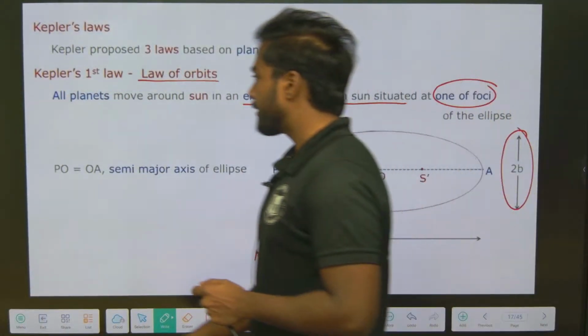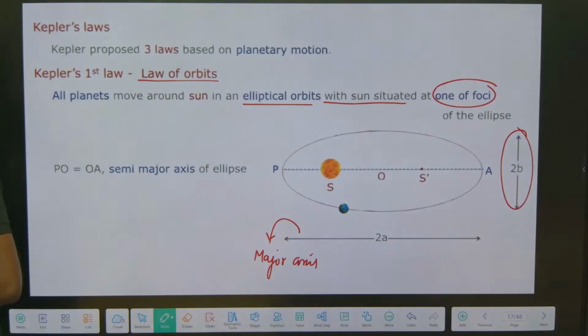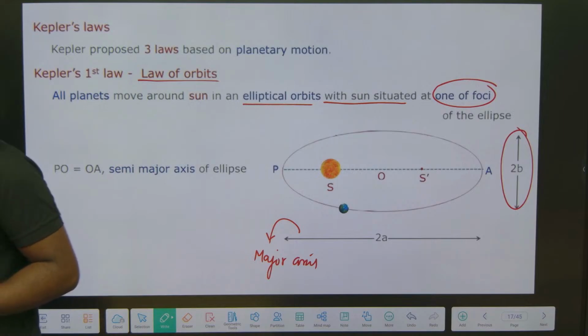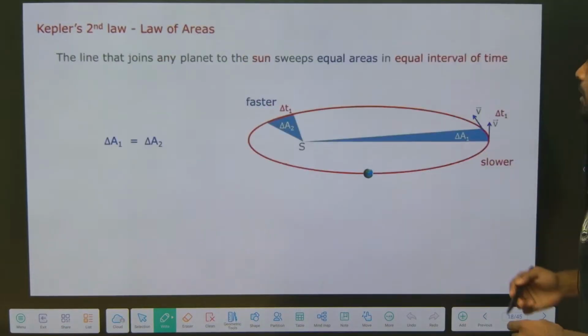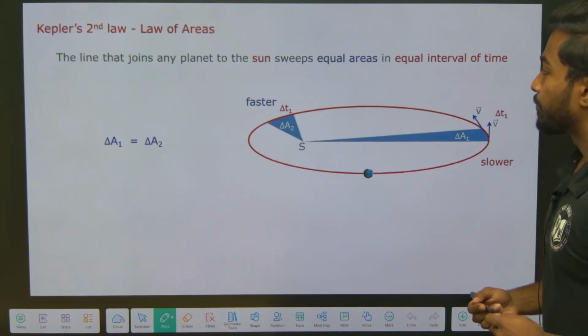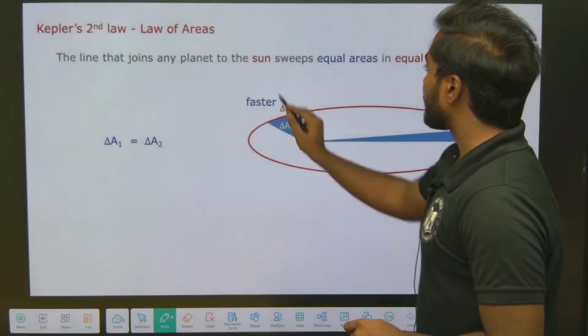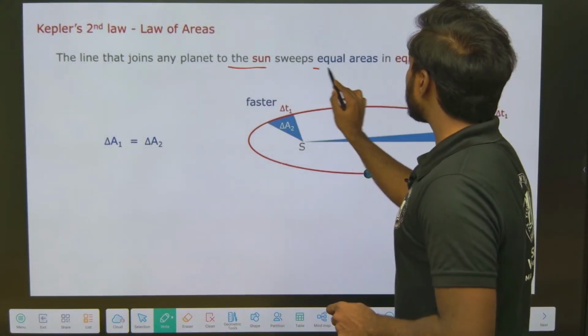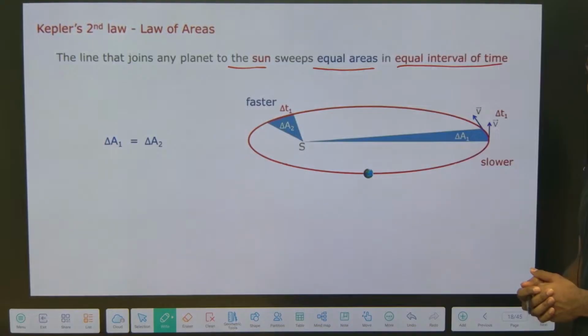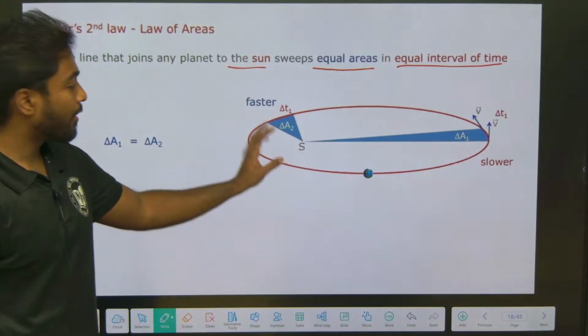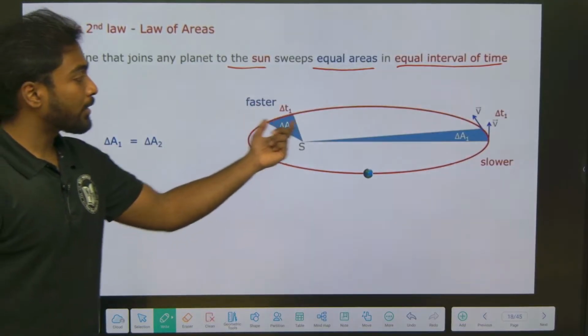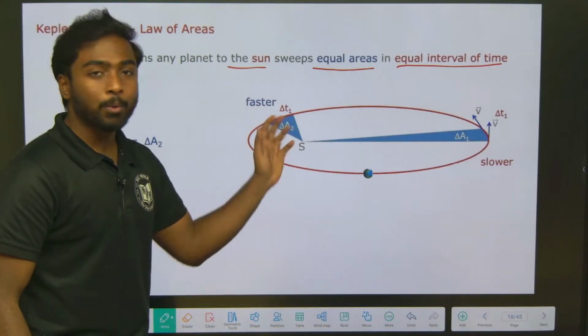When we focus on the second law, that is Kepler's second law, the law of areas: the line that joins any planet to the sun sweeps equal area in equal intervals of time. So whether the planet is at a larger distance from the sun or a smaller distance, in an equal interval of time it covers an equal amount of area.